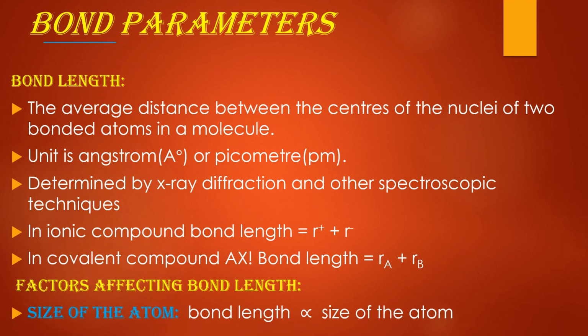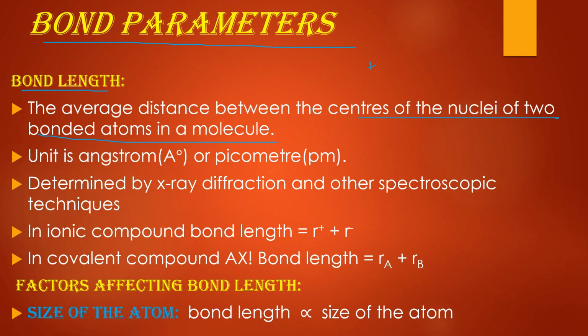Next, I am taking bond parameters. So first is bond length. Now, first of all, you should know the definition of bond length. The average distance between the centers of the nuclei of the two bonded atoms in a molecule is called bond length. Suppose this is the nucleus of hydrogen.